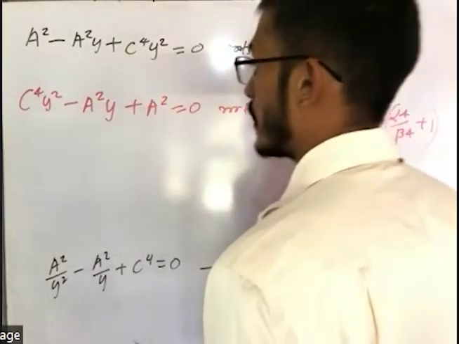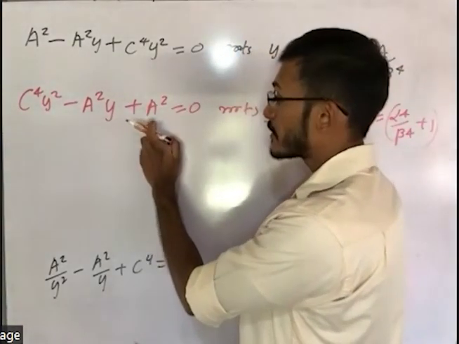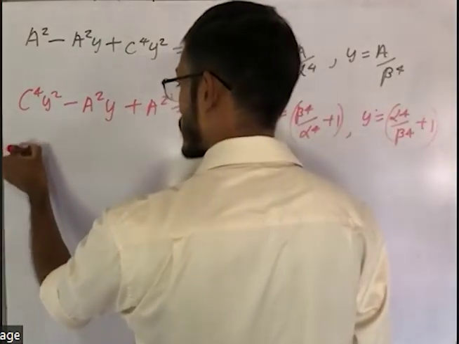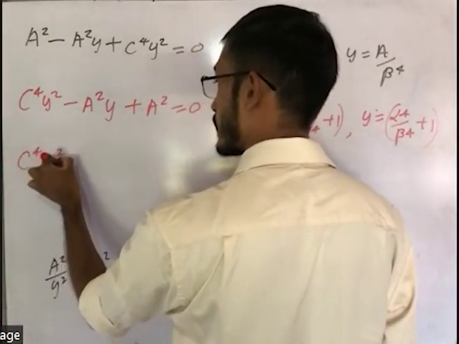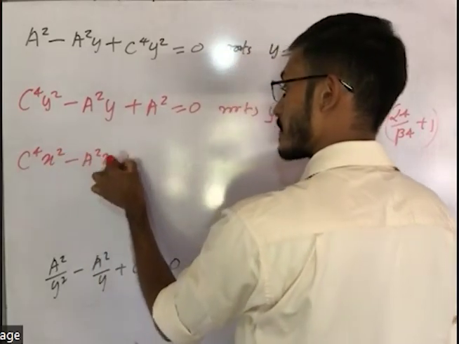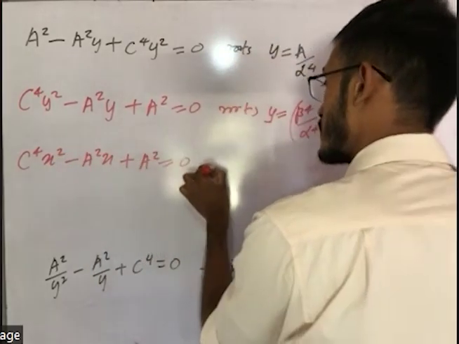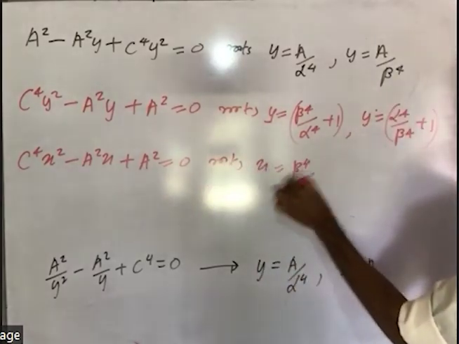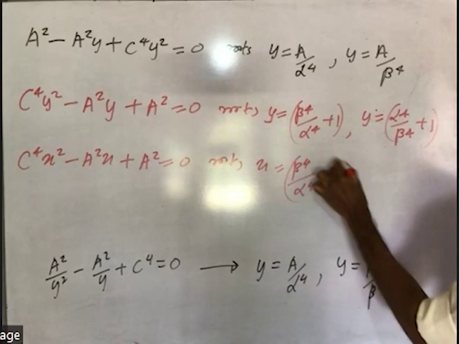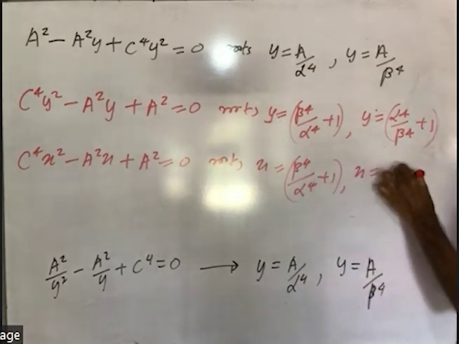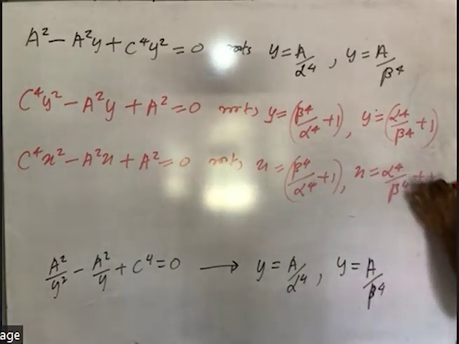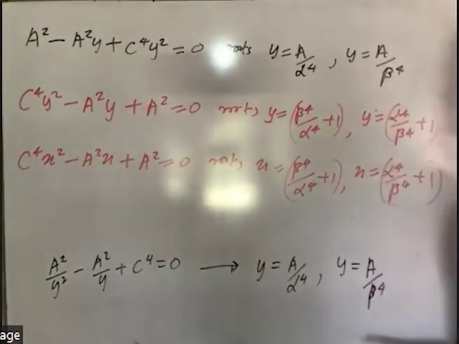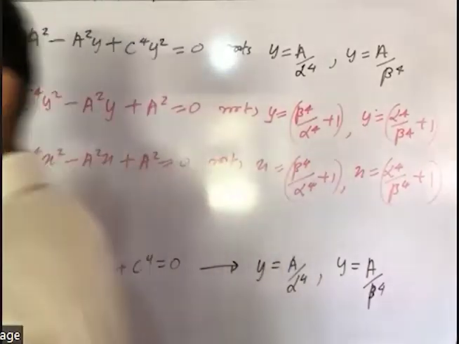Right? So we know the value of a. So we have to write down the value of a here. So I am going to convert this into x: c to the power 4 x square minus a square x plus a square equal to 0. Here roots we can write down as x equal to b to the power 4 over alpha to the power 4 plus 1, x equal to alpha to the power 4 over b to the power 4 plus 1. So this is the final answer. Right? This is the final answer.